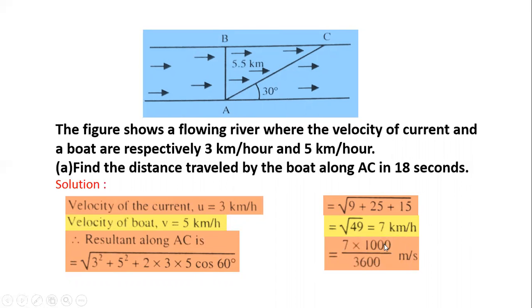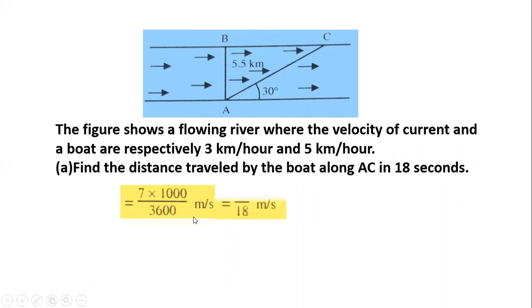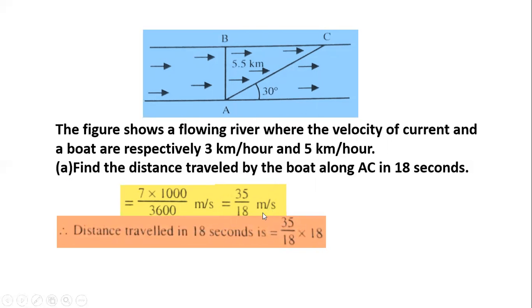That means 7 into 1000 by 3600 meter per second. We are trying to find the distance traveled by the boat along SC in 18 seconds. After calculation, we get 35 by 18 meter per second. So the distance traveled in 18 seconds is 35 by 18 into 18, that means 35 meters, which is our required answer.